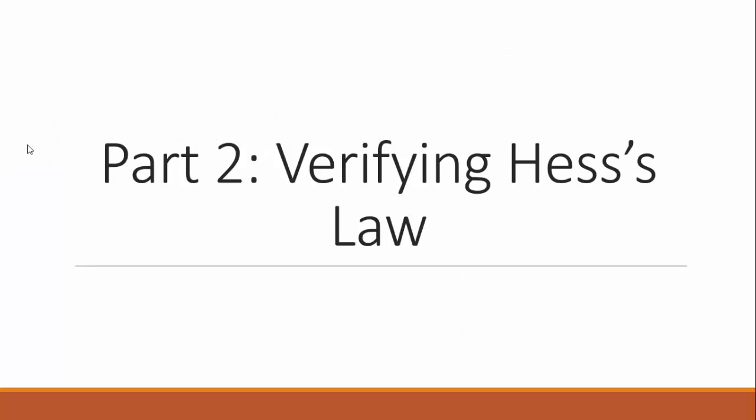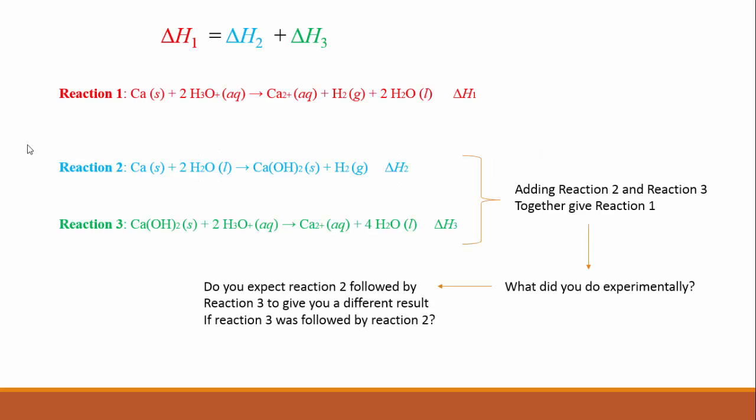Okay, so in part 2 of the experiment, you were asked to verify Hess's law. So let's look over here. What we do know is up here we have delta H1 is equal to delta H2 plus delta H3. So we have 3 reactions here. Reaction 1 is calcium metal with some acid added, which gives you calcium aqueous ions plus hydrogen gas plus 2 waters.